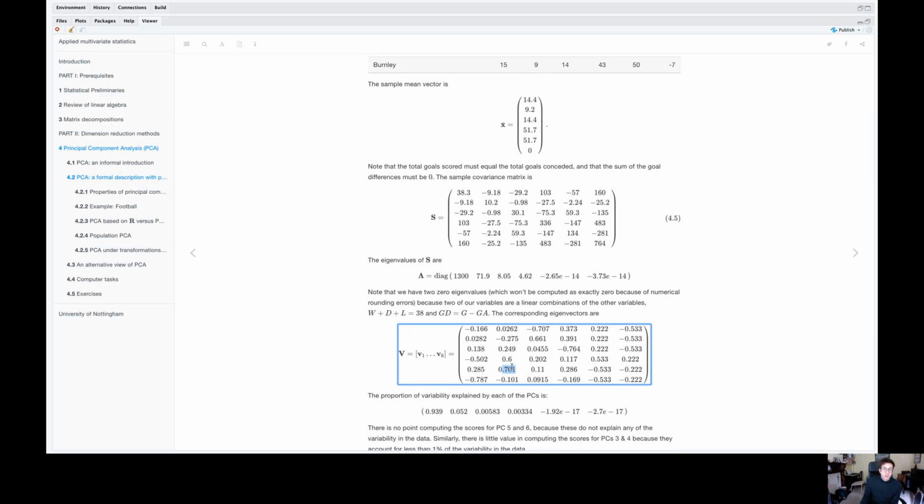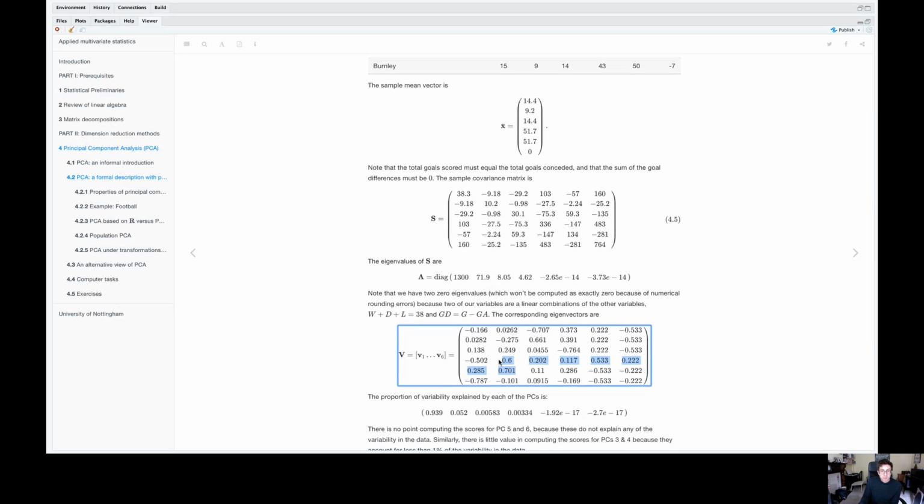The second principal component score seems to indicate how exciting the games you're in are. You have a large principal component 2 score if you're in games where lots of goals are scored and lots of goals conceded. So the teams with a large PC2 score tended to be in high scoring games.